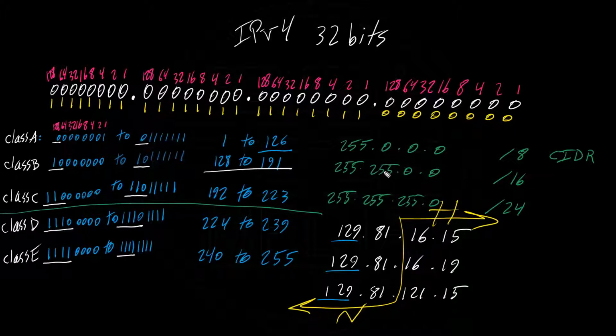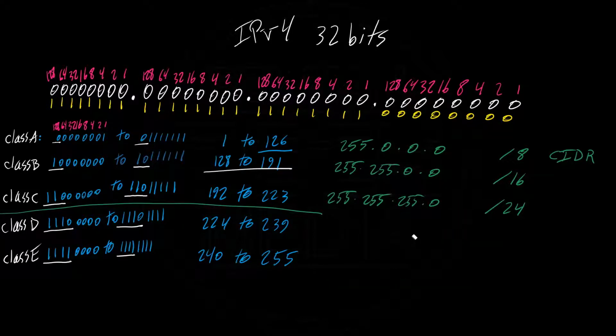The network portion in class B, 255.255.0.0, the first 2 octets must match. 129, 129, 129, very good. 81, 81, 81, very good. Therefore, all these 3 IP addresses are on the same class and the same network. And here we can see the host portions are unique: 16.15, 16.19, 121.15, very good.